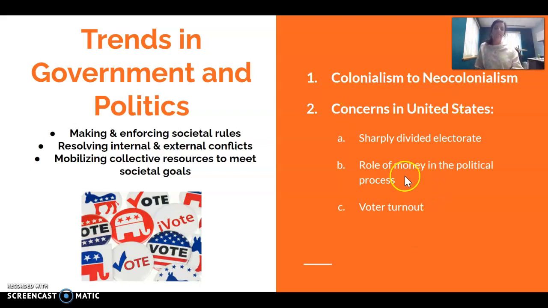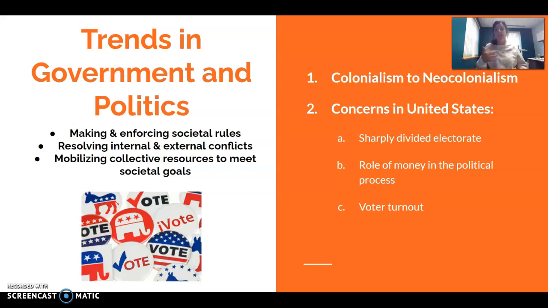The role of money in the political process: what does that look like when you have people of wealth and position putting money into their candidates and getting their voices out there? What happens to individuals who don't have the funds to promote their candidate? Is everybody's equal voice being heard? Voter turnout has been a cause for concern. Also, talking about the legitimacy of election results. That was a huge one at the last presidential election.